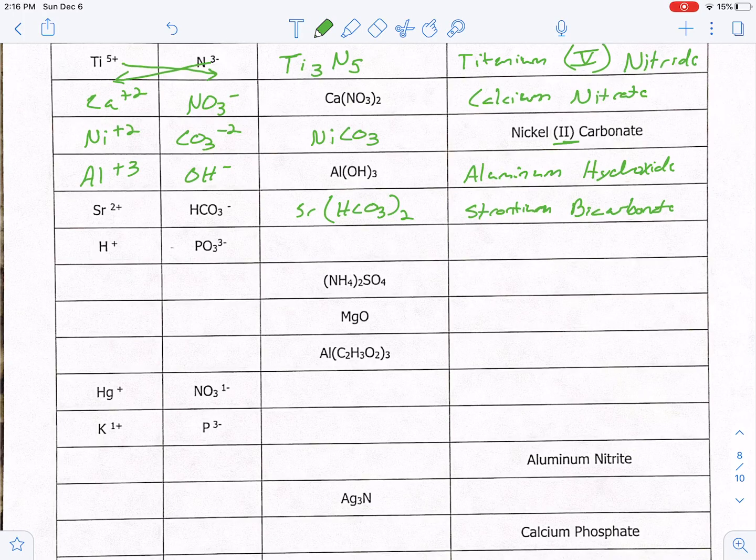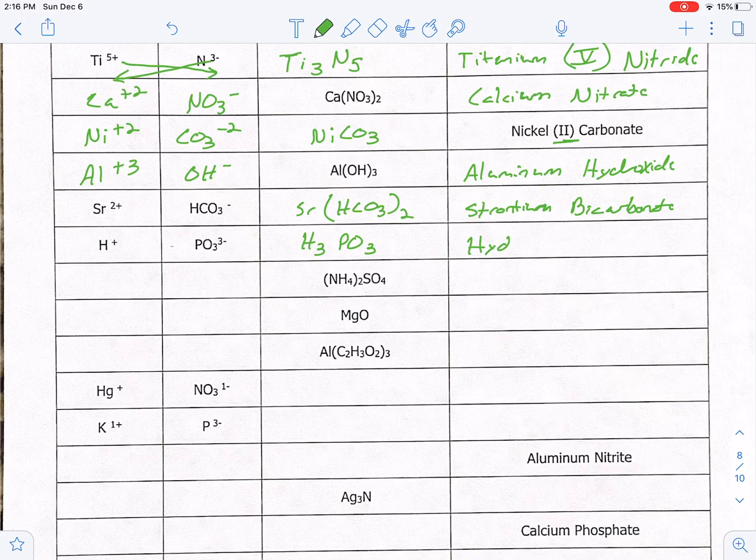Okay, next one. I can see that this is not balanced, so I'm going to need 3 hydrogens to balance out that 1 PO3. Now I have a +3 charge to balance out my -3 charge. So this is just going to be hydrogen. And PO3 is going to be phosphite.